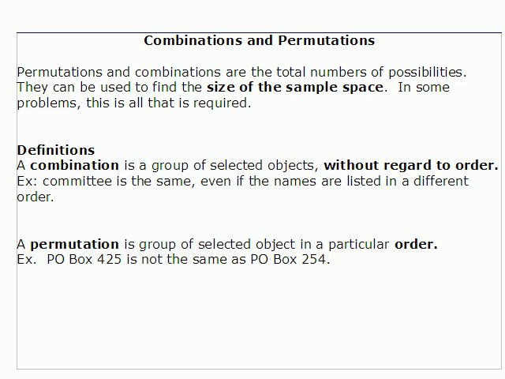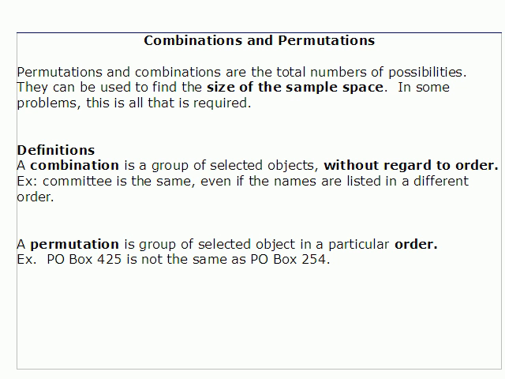Permutation refers to a group of selected objects in which order really counts. The example I'm giving here is that a post office box 425 is not the same as a post office box 254. When I change the order of those numbers, it changes to a new item. So that's the difference between combination and permutation.